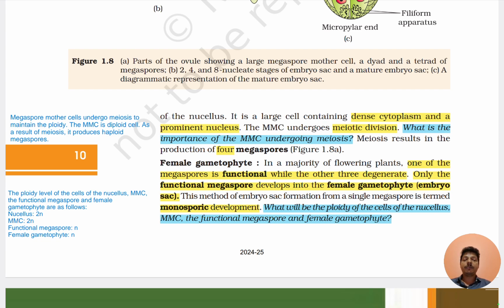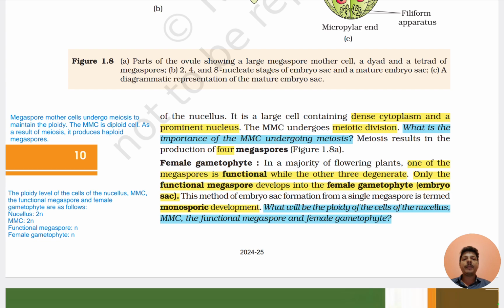See, a question is asked: what is the importance of the megaspore mother cell undergoing meiosis? The megaspore mother cell undergoes meiosis to maintain the ploidy. The MMC is a diploid cell. As a result of meiosis, it produces haploid megaspores. And meiosis results in the production of four megaspores.